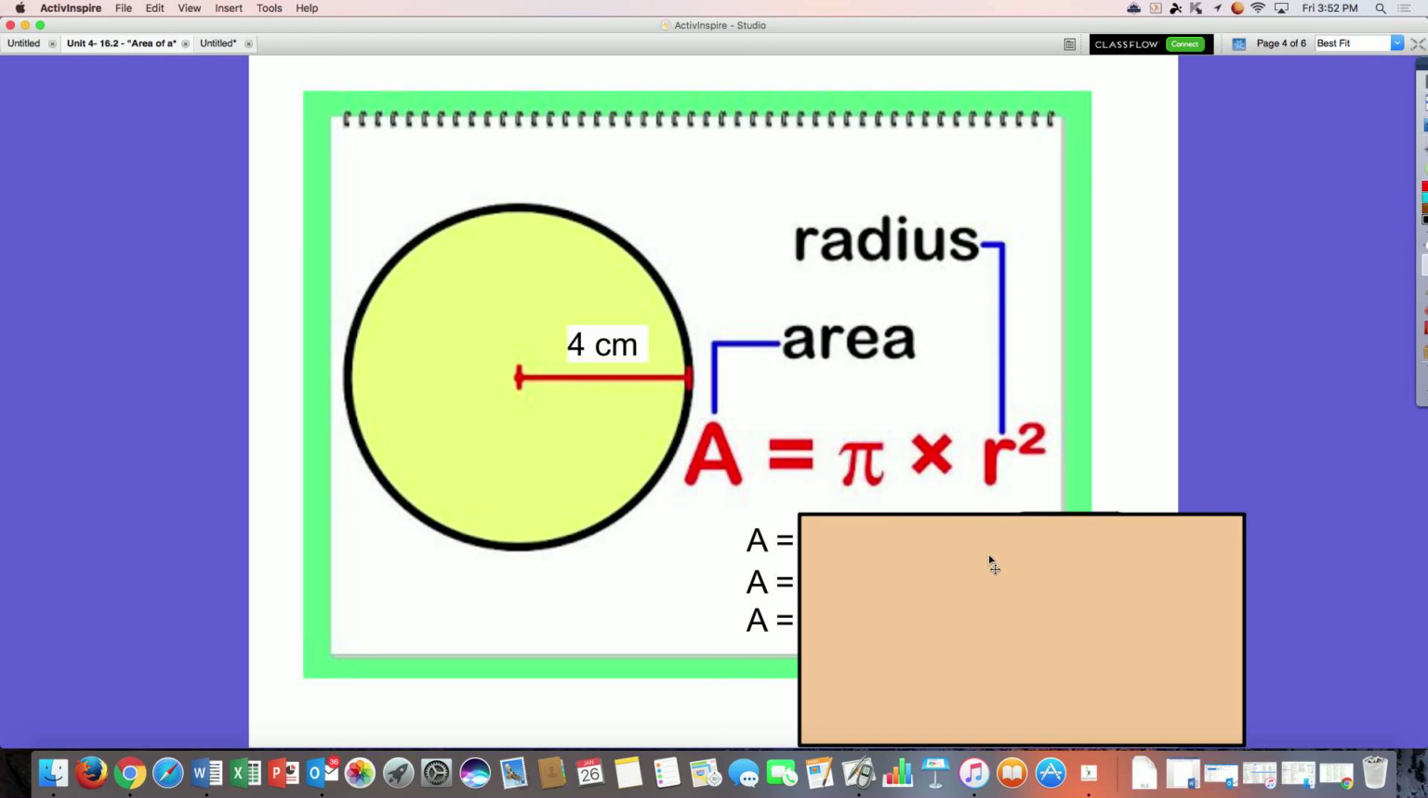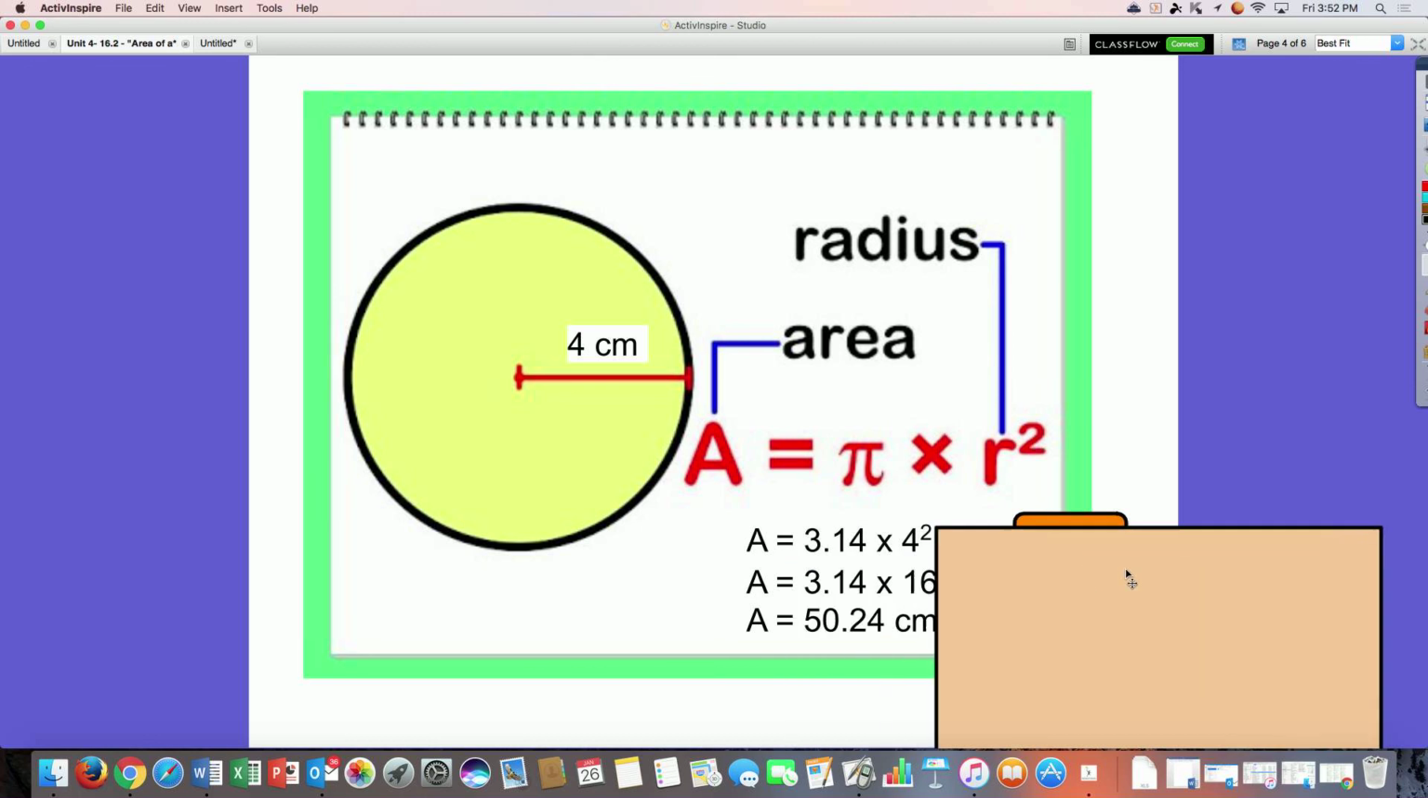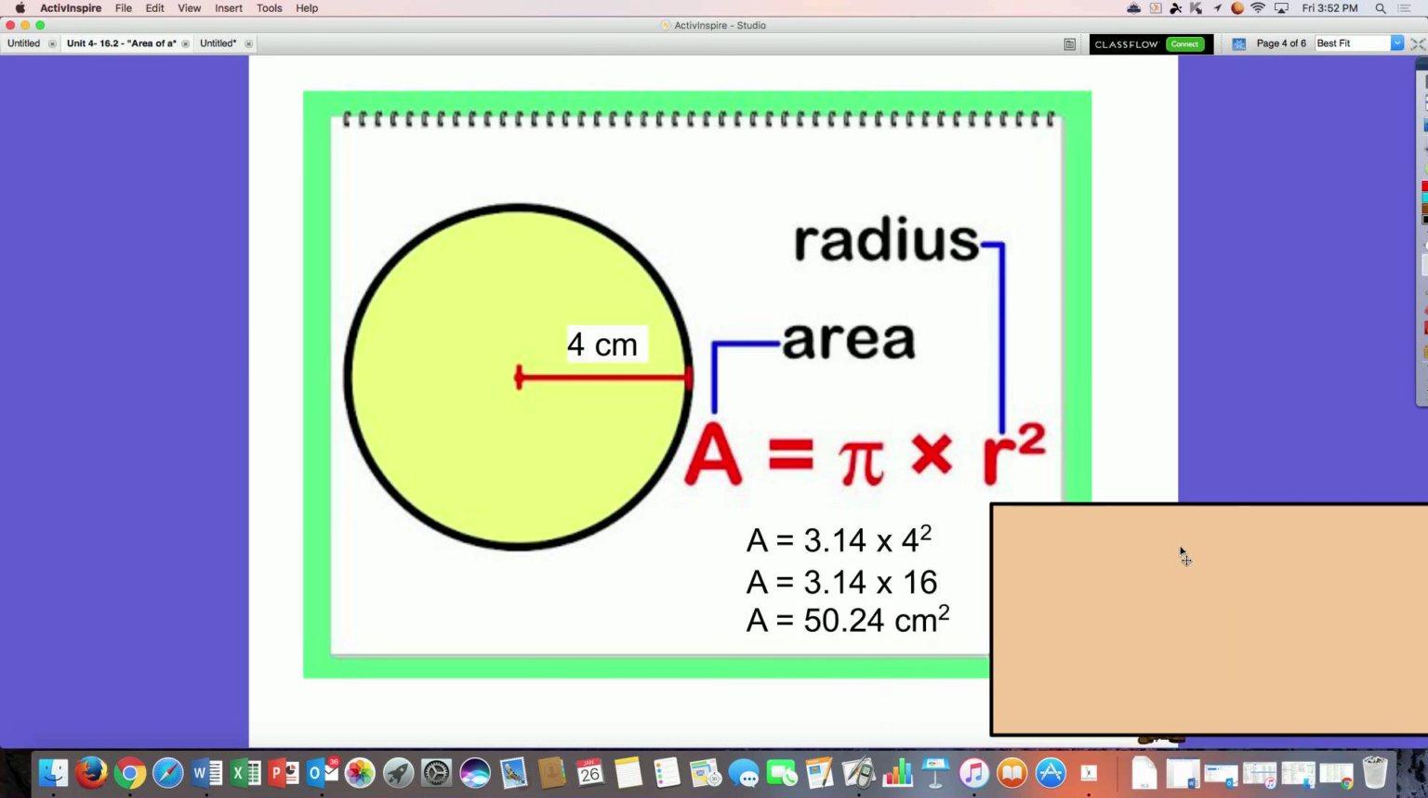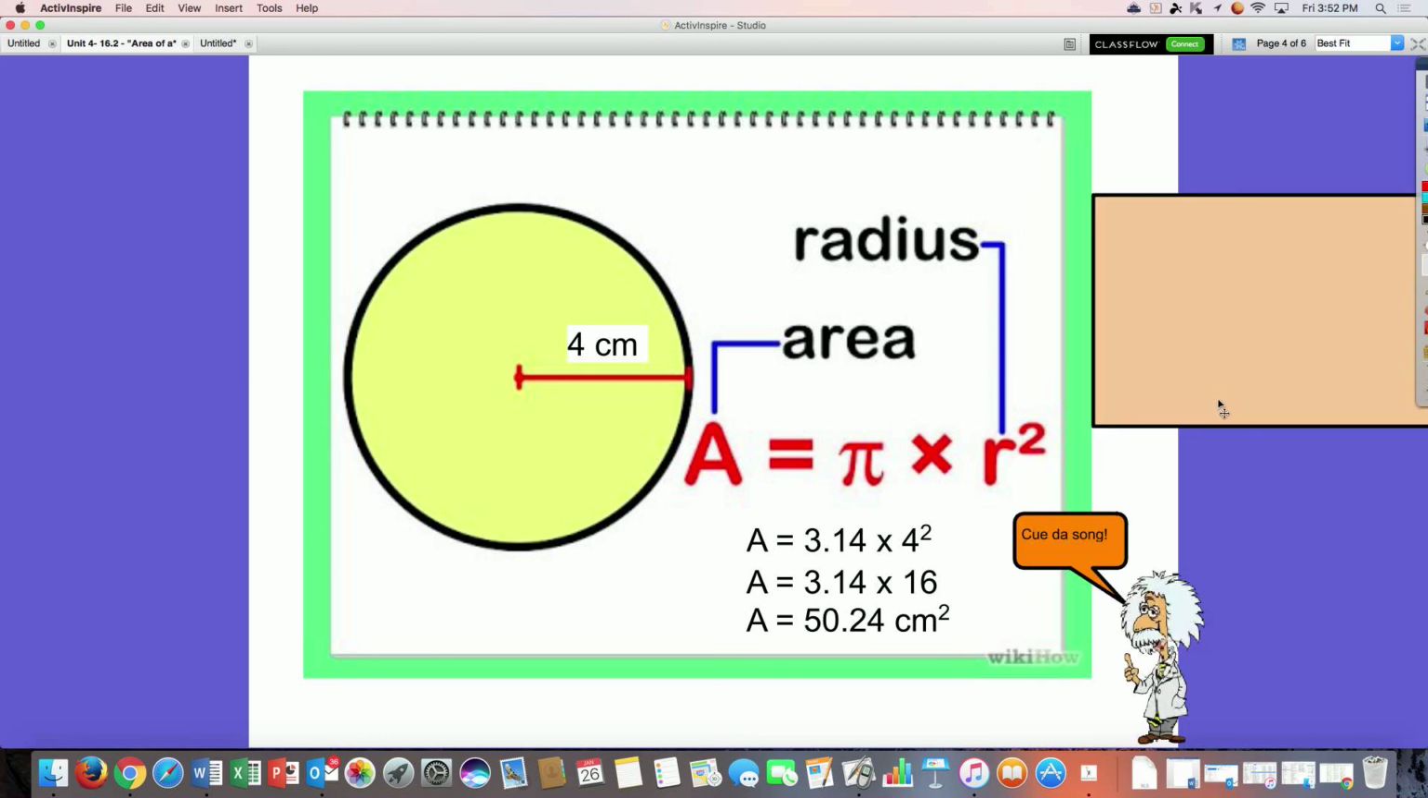Our second step, area equals 3.14 times 4 squared. 3.14 times 16. 16 is 4 times 4, 4 squared. I multiply those together with my calculator. I get 50.24 centimeters squared. Cue the song. Don't forget to square the area.